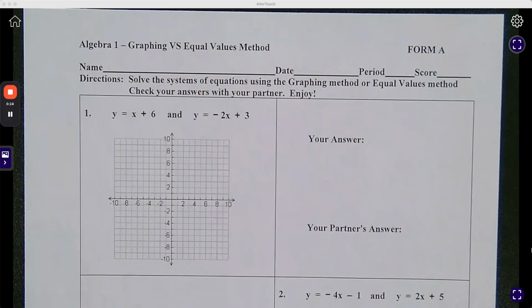This is graphing versus equal values method. This is a partner activity. There's a form A and a form B. So here's form A where they ask us to graph it. On form B, they'd ask us to solve it using the equal values method. So I'm going to graph it.